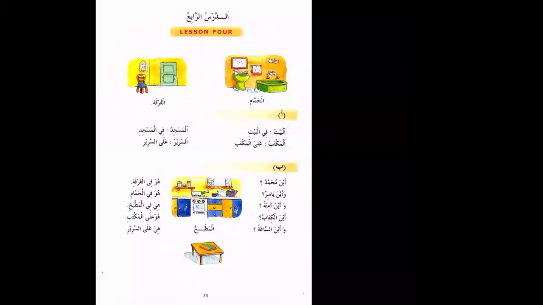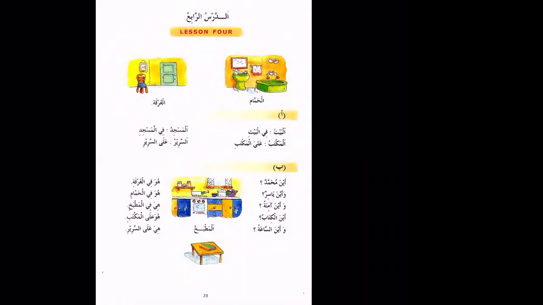All right, so: Aina Muhammad, where is Muhammad? Huwa fil ghurfa, he is in the room. Huwa fil ghurfati. Again, because of fi, ghurfa became ghurfati. Wa ayna Yasir? And where is Yasir? Huwa fil hammam. He is in the bathroom. Wa ayna Amina? And where is Amina? Hiya fil matbakh. She is in the kitchen.